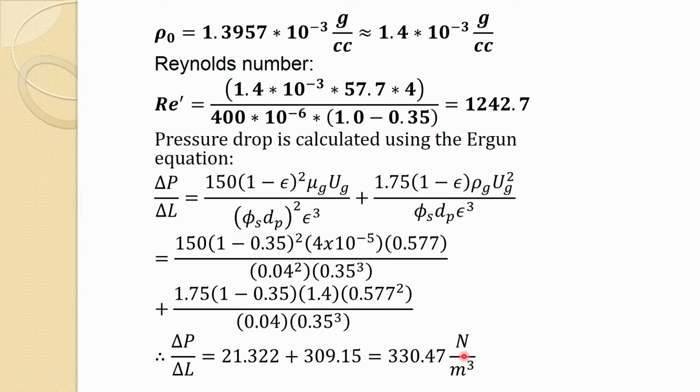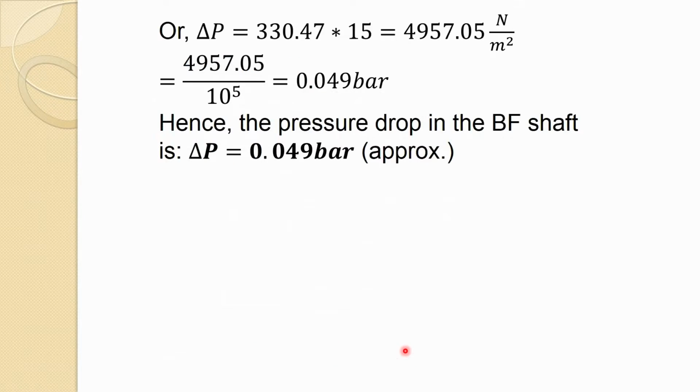Now remember, we discussed about these two terms, and we said this is the pressure drop due to laminar flow and this is the pressure drop due to turbulent flow. So, you can see here turbulent flow is quite dominating; it is almost 14 times or so the laminar flow. So, total pressure drop comes to this.